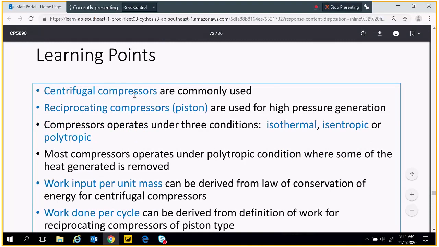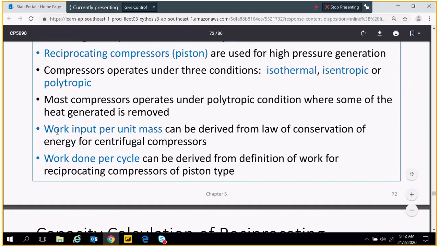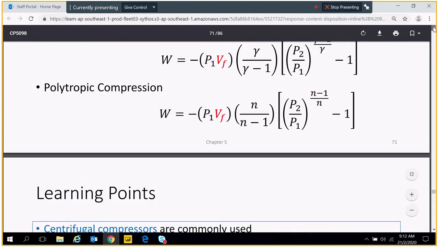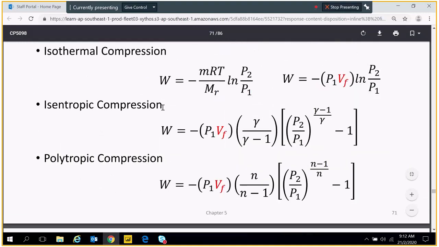Centrifugal compressors are commonly used. If you want high pressure, use the reciprocating compressor, also known as the piston type. There are three conditions: isothermal, isentropic, polytropic. This one, work input per unit mass, is for centrifugal. Work done per cycle is for the reciprocating compressor. So that's why you have two sets of formula. Now this one is for the reciprocating compressor. This is the piston type.